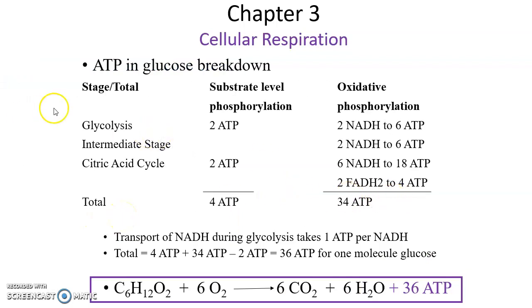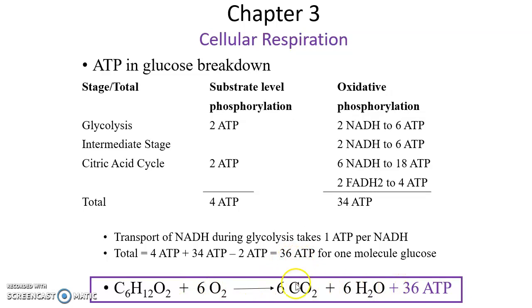All right, so this is the breakdown of cellular respiration: ATP being formed from the breakdown of glucose. Glycolysis gives us 2 ATP and 2 NADH, which can become 6 ATP. The intermediate stage gives us 2 NADH that can become 6 ATP. The citric acid cycle gives us 2 ATP and 6 NADH that can become 18 ATP, and 2 FADH2s, which can become 4 ATP. Grand total, substrate level phosphorylation gives us 4 ATP. Oxidative phosphorylation gives us 34 ATP. Unfortunately, we have to use a little bit of ATP during glycolysis. Got to start the process. So basically, we end up with 36 ATP.